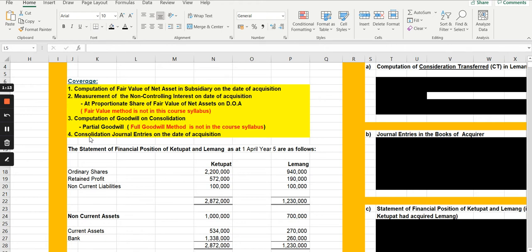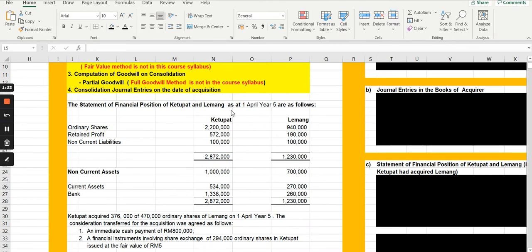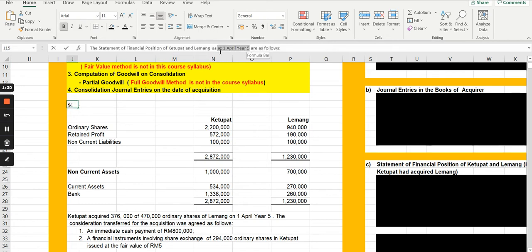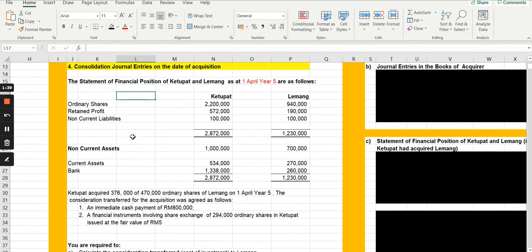And then you're going to learn how to prepare the simple consolidation journal entries on the date the shares were acquired. So this is a statement of financial position of Ketupat and Lemang as at 1st of April year 5. Okay, 1st of April year 5 is actually the date of acquisition. So the date of acquisition means the date that you will notice there will be a control by acquirer in an acquiree. So these are the statements of these two companies, separate statements, right?